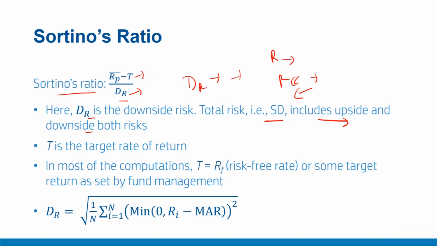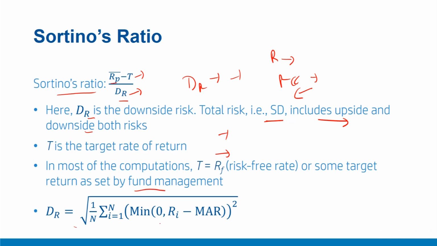T here is some kind of target return. It can be a benchmark like a market index or some sort of benchmark against which the performance of RP bar is compared. In many computations, T is also considered as the risk-free rate, or may be some kind of target return as set by the management.